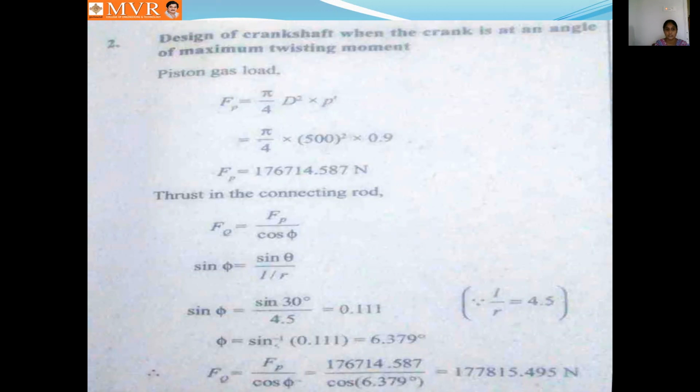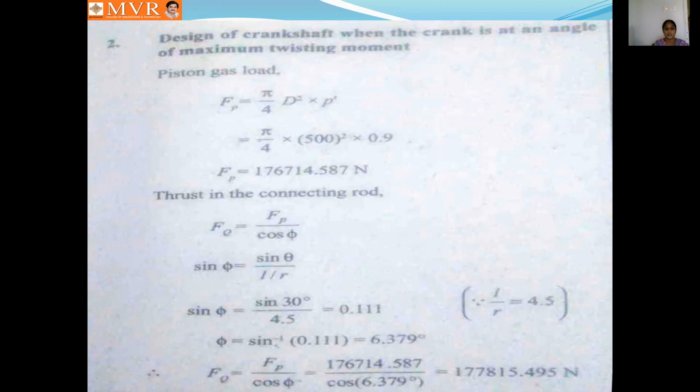Thrust in the connecting rod is nothing but what we will find depending upon the force applied in the direction, either in the thrust or in the radial positions of the connecting rod. You will write that thrust in the connecting rod is FQ equal to FP by cos phi. Then we can write sin phi is equal to sin theta by L by R.